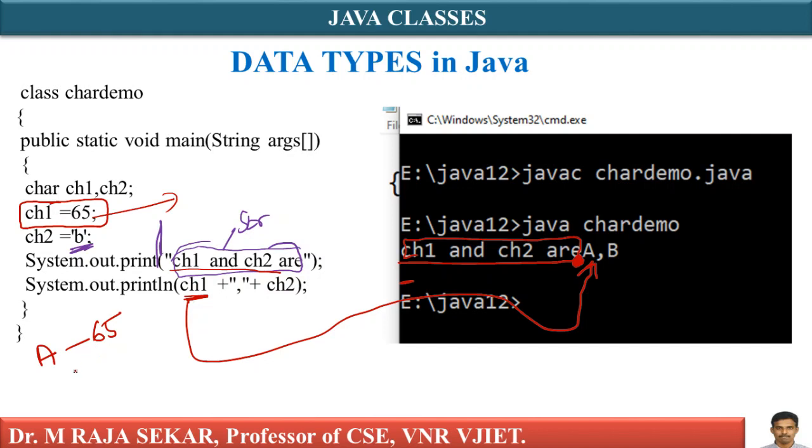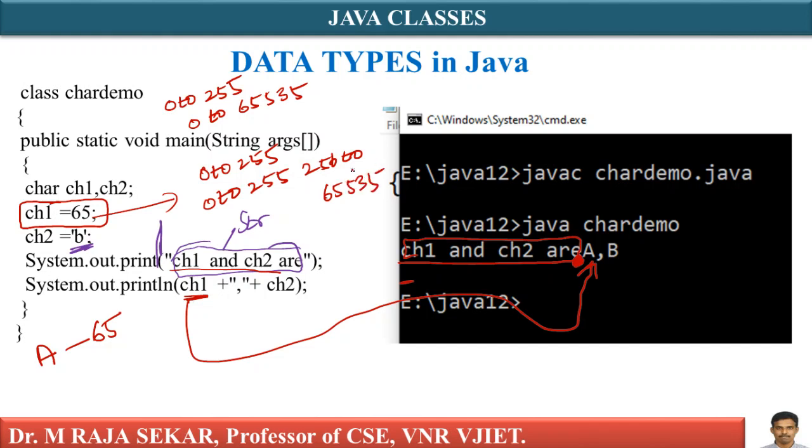I already told you about the difference between ASCII code and Unicode. What is the ASCII code range? The ASCII code range is 0 to 255. What is the Unicode range? 0 to 65,535. Let me write this: ASCII code is 0 to 255, and Unicode is 0 to 65,535, meaning 0 to 255 and then from 256 to 65,535.